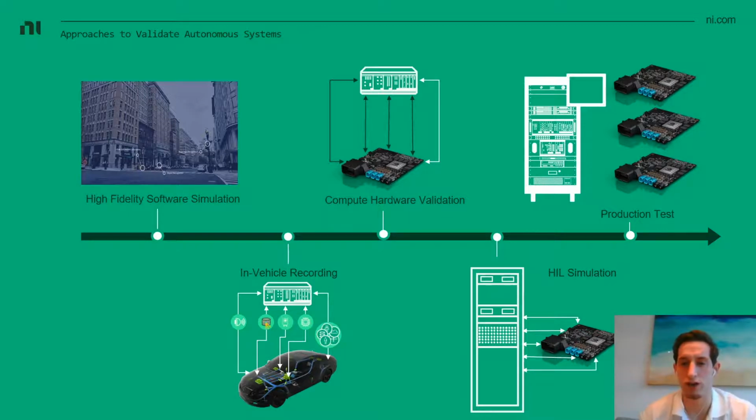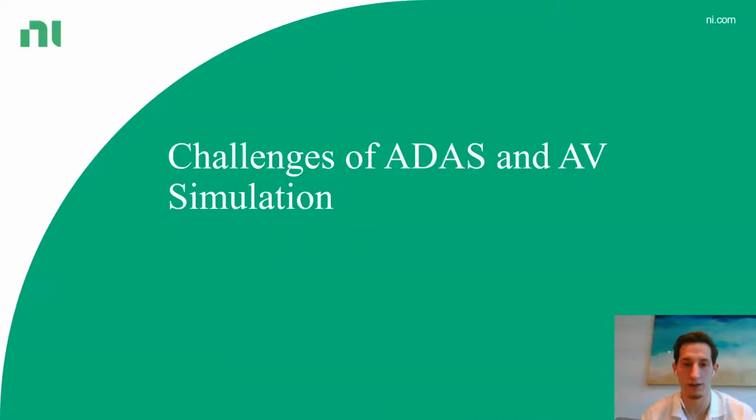In addition, we try to cover the entirety of the bounds for system level validation for autonomous systems. So that includes, like I talked about, recording, playback, hardware in the loop, the validation of the hardware itself, and the production test of the hardware itself.